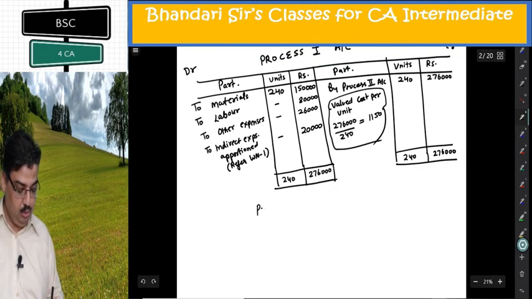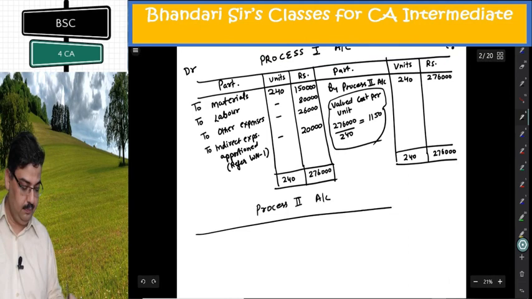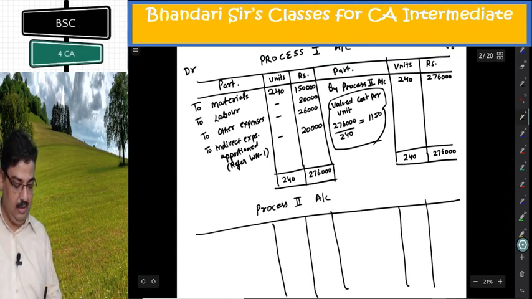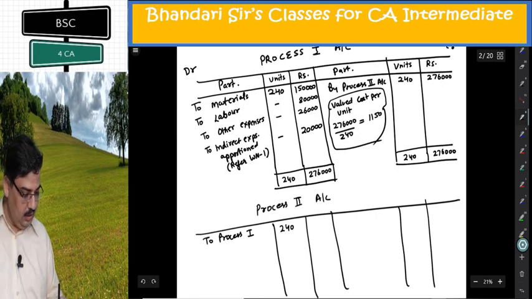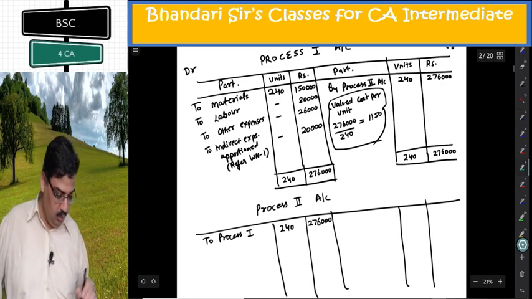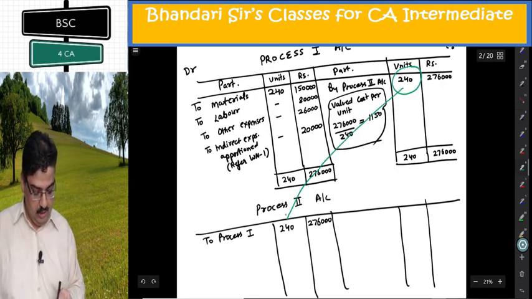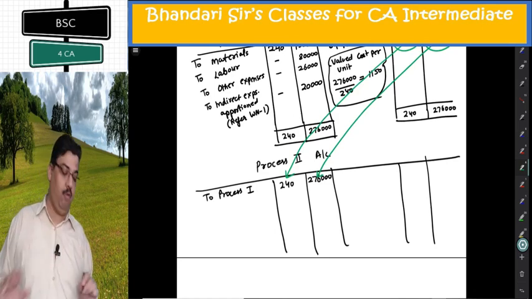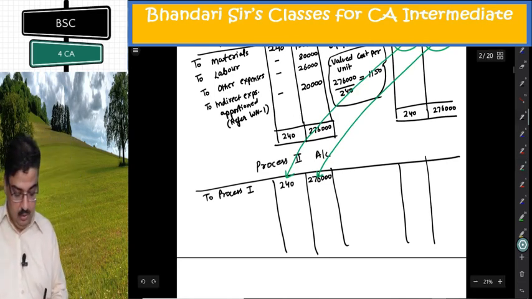I reach process 2. Same format. The headers I don't write, you must write them in the exam. To process 1. This they will not remind you. You must remember this on your own. This comes here. This comes here. It will always happen automatically. You don't have to make these drawings. These are for your understanding only.